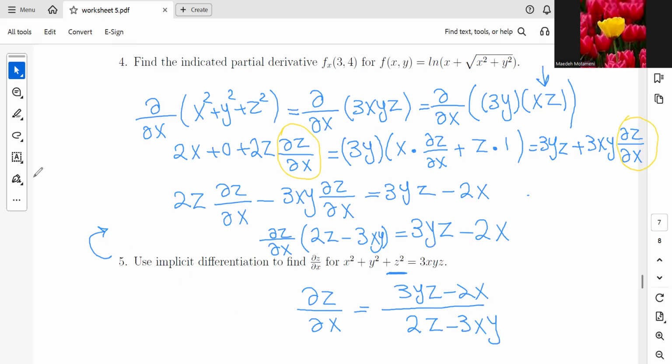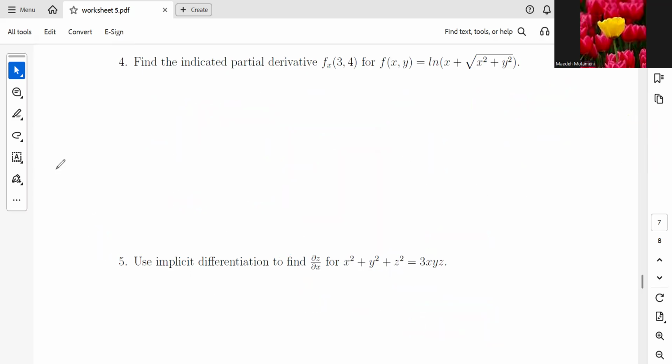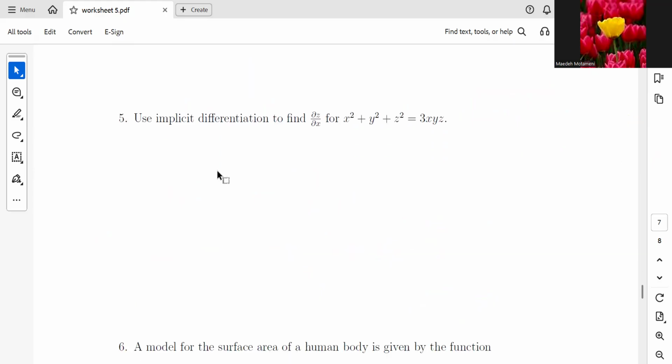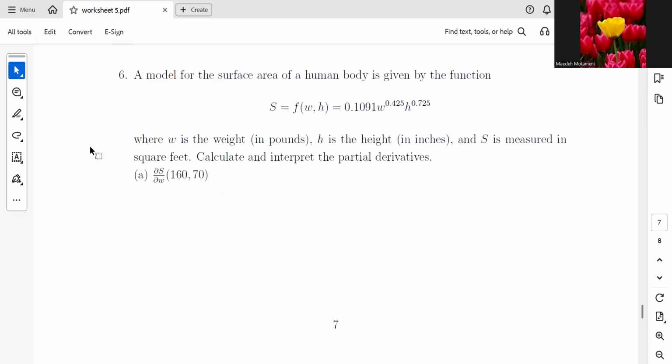Number 6. So this model is given to us and it's asking about the derivative of s with respect to w. It means that we are going to find f sub w of the W and H.